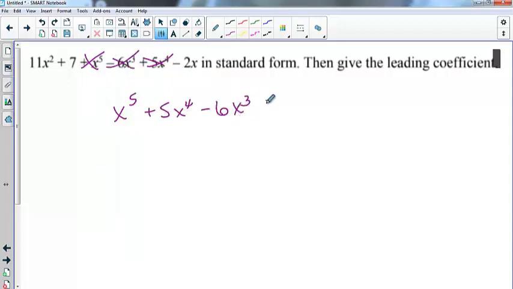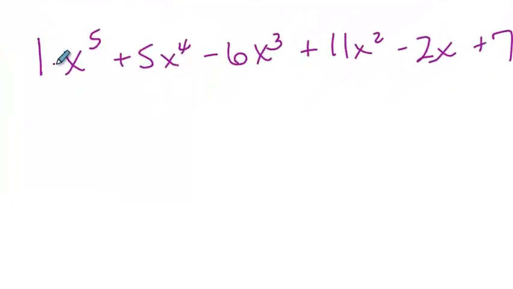Next. Plus 11x to the second. Minus 2x. All right, now this one, what's your lead coefficient? X. Is x a number? It would be 1. There's an understood 1 out here in front, okay?